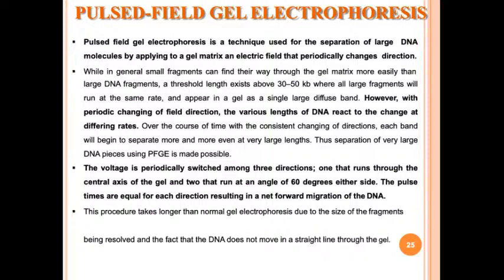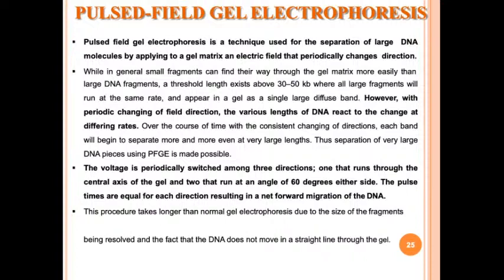Then comes pulse field gel electrophoresis, which is a technique used to separate large DNA molecules, the ones which are very big, by applying to the gel matrix an electric field that periodically changes direction. The electric field is also changing direction in a zigzag motion. So that's how you can differentiate between your large molecules in this case.